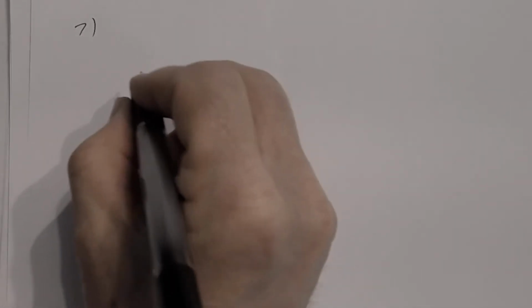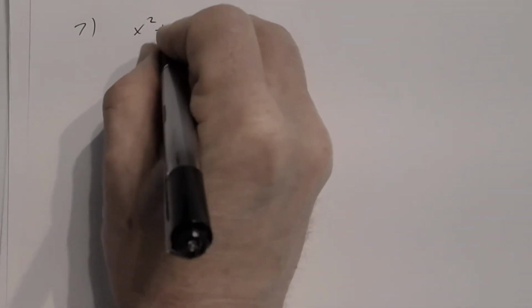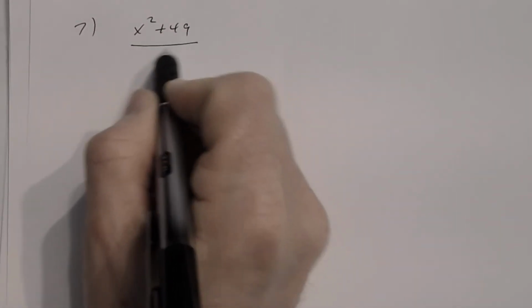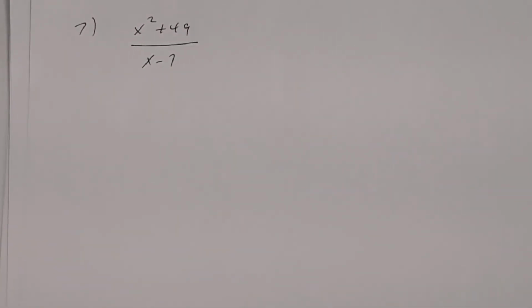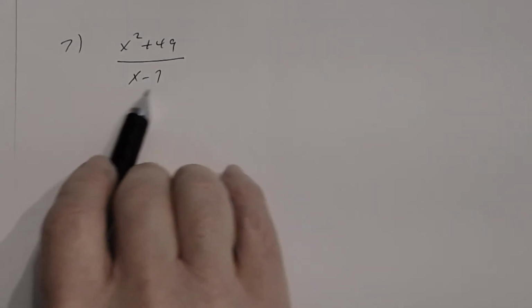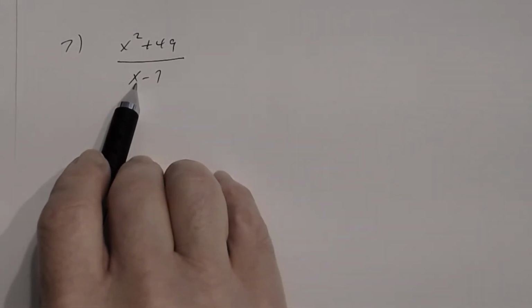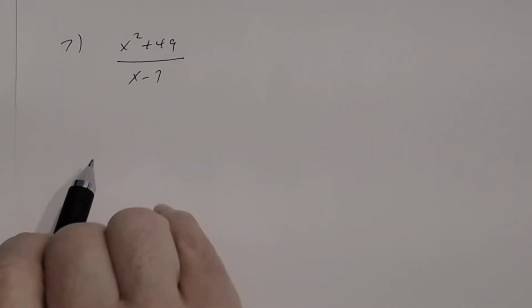All right, number 7. Let's suppose for number 7 we have x squared plus 49 divided by x minus 7. If you look at the numerator, you have that binomial, the sum of two squares. Can I factor the sum of two squares? No, I cannot factor the sum of two squares. If you look at the denominator, that's x minus 7. I can't factor that either, because that linear factor's GCF is 1.